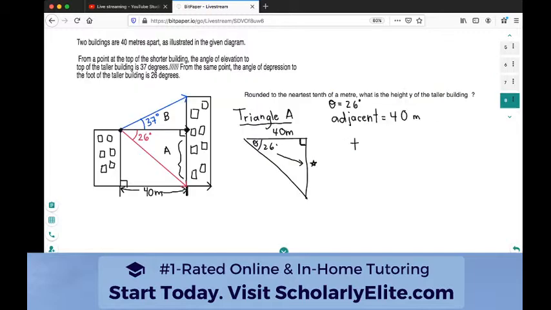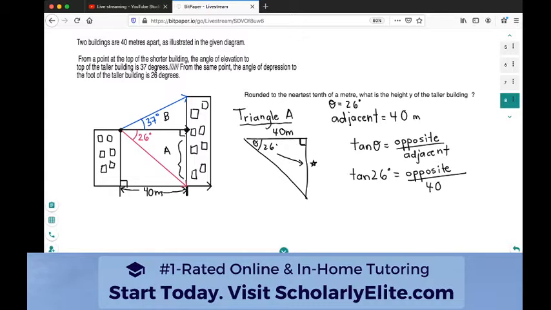I've got tan of theta equals opposite over adjacent. And I've got a couple pieces of information that I can already plug in here. So tan of theta, so theta is 26 degrees, so I can plug that in. And I also know what the adjacent is, so I can plug that in as well. The only thing I don't know is the opposite side length. So the adjacent is 40 meters.